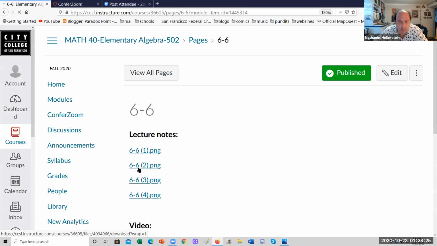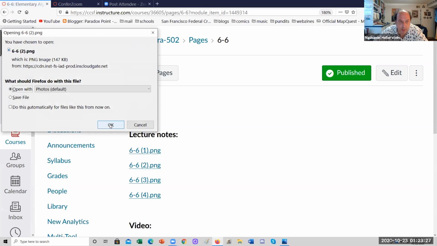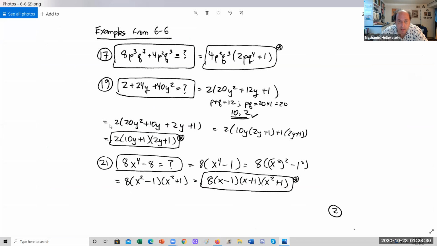Number 2. All right, so we'll just use this medley of factoring methods and see what we get. 8p cubed q to the 7th plus 4p squared q cubed. 8 and 4 have a common factor of 4. That comes out. P cubed, p squared, pull out the lower power, p squared. Q to the 7th, q cubed, pull out the lower power, q cubed. 4p squared q cubed. When you divide this into each of these two terms, you get 2p q to the fourth plus 1.